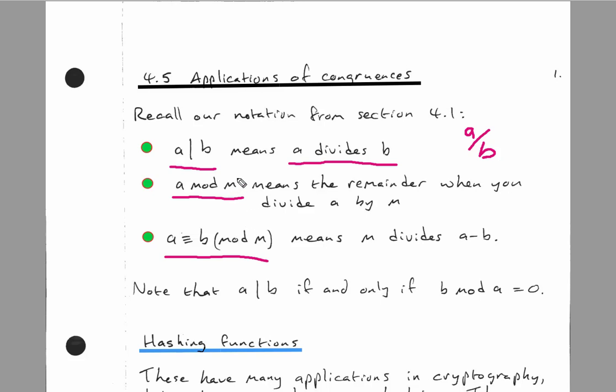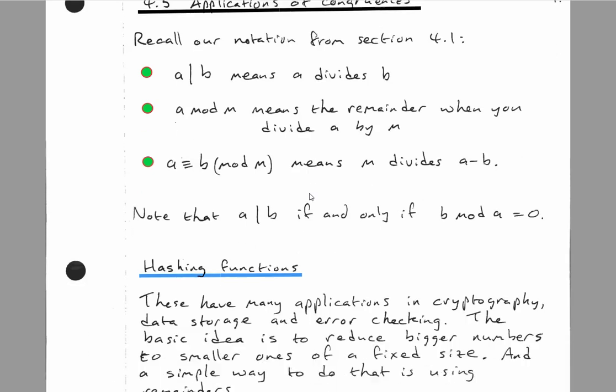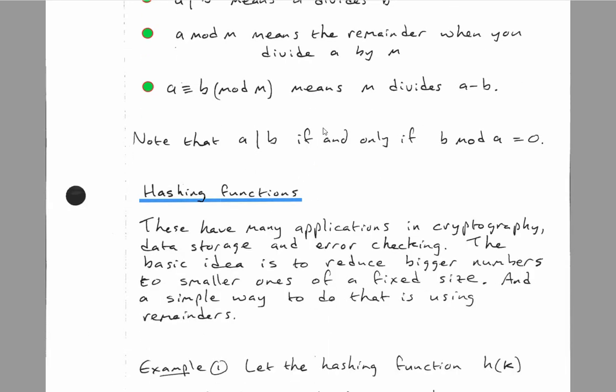So this key idea in number theory is this idea of dividing evenly with no remainder, or maybe there is a remainder. So in this section we look at applications of these ideas. So some simple applications, but useful.